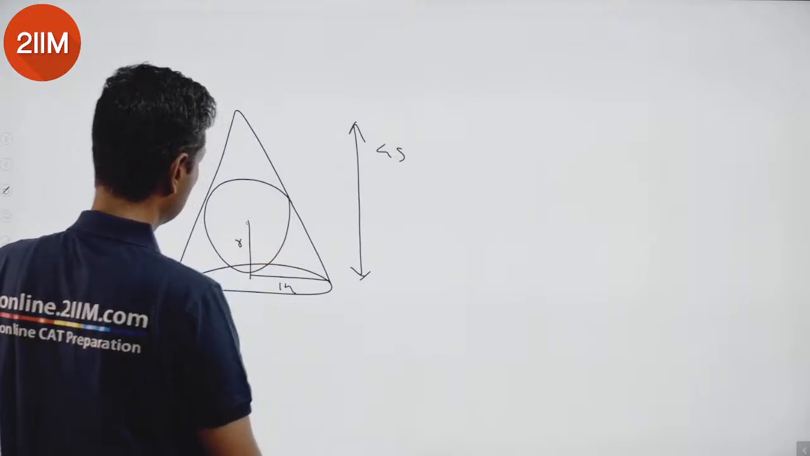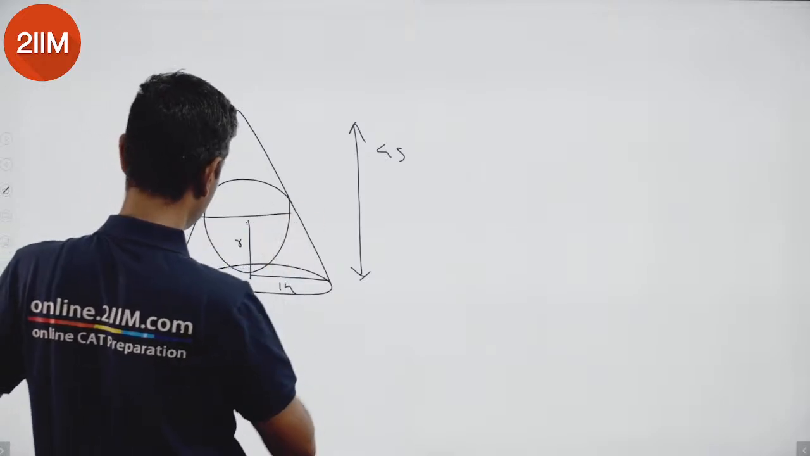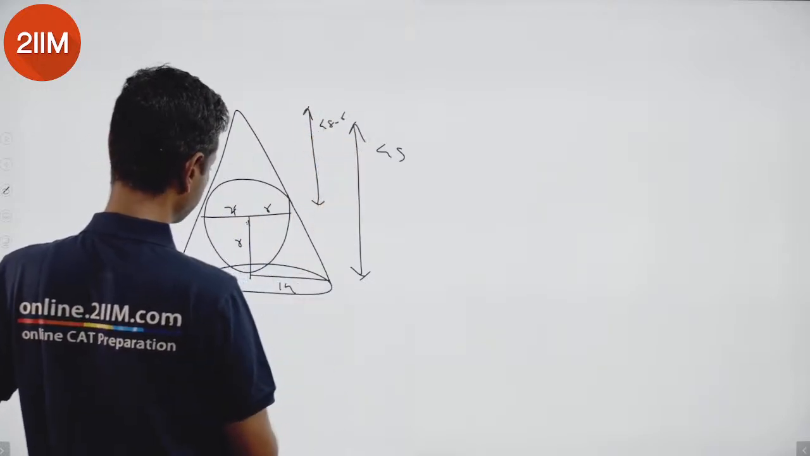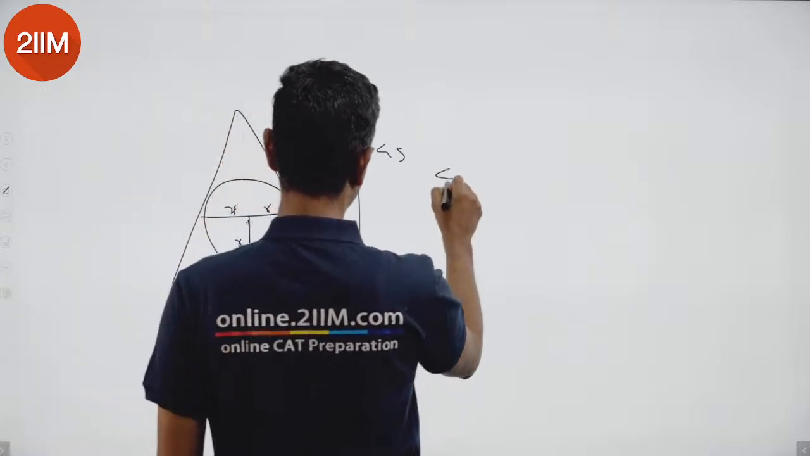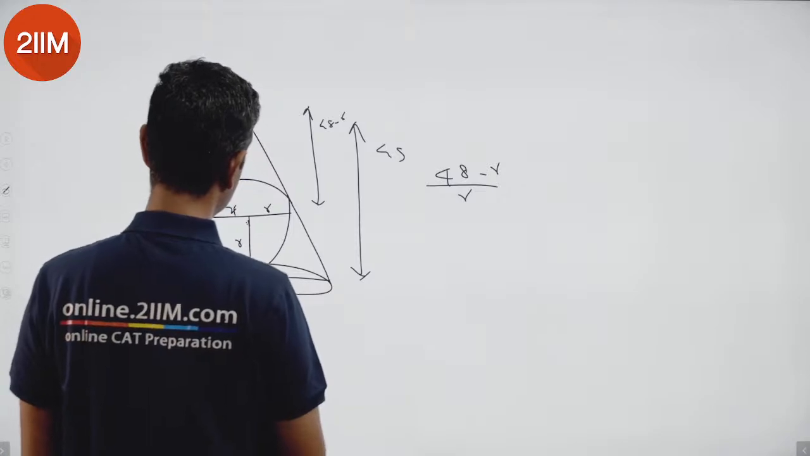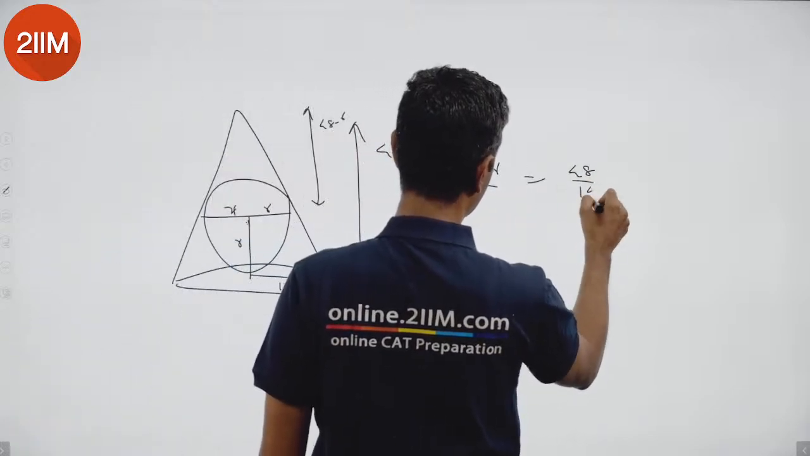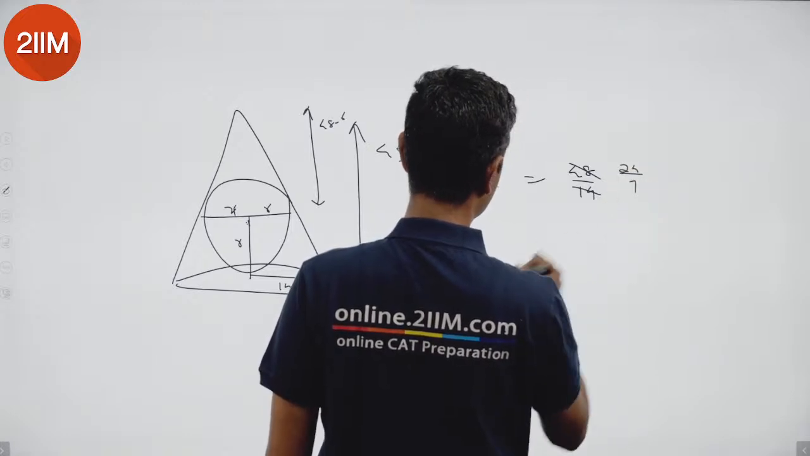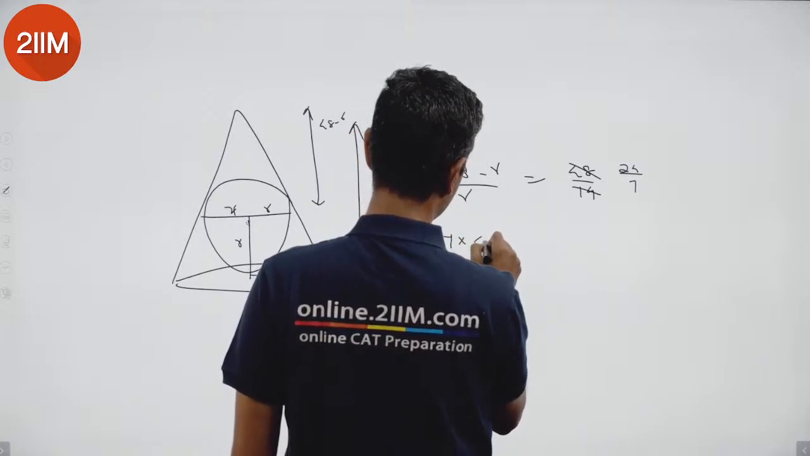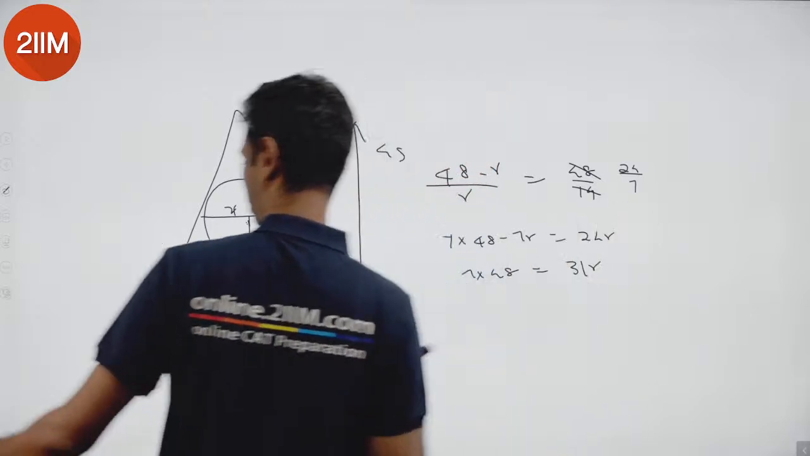This is R. Height is 48. Wherever the maximum is, R, 48 minus R, 48 minus R by R. This is 48 minus R by R. This equals 48 by 14. This is 24 by 7. 7 into 48 minus 7R is 24R. 7 into 48 is 31R. No, I'm not going anywhere with this.